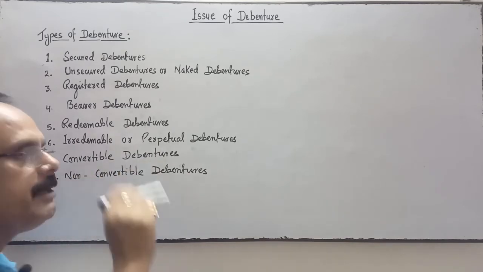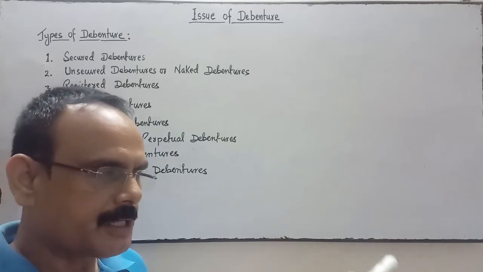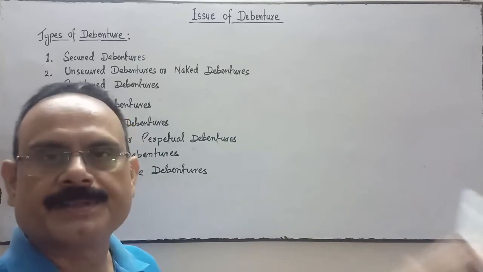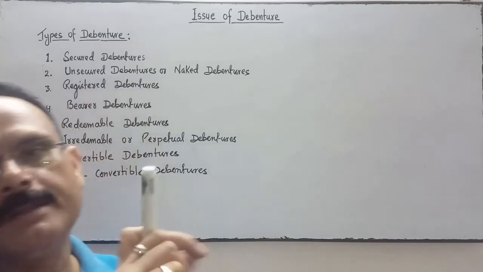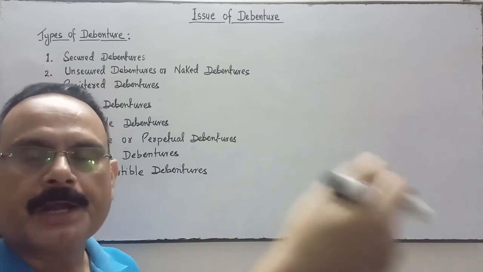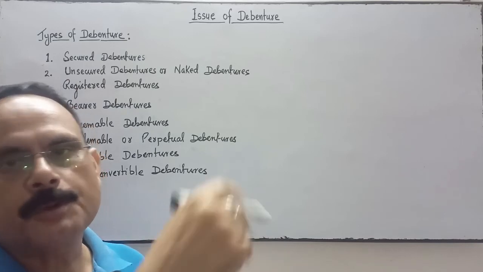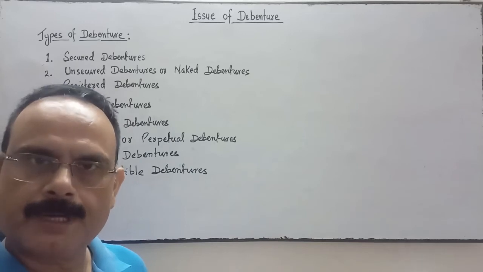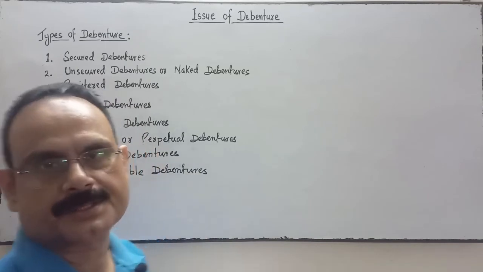Now next is convertible debenture. When debentures are converted into any other securities, maybe into equity shares or preference shares or a new class of debenture, then it is called convertible debenture. Sometimes it may happen that some part will be converted, some part will not be converted. Suppose out of 100, 40% will be converted and 60% will not be converted. So 40% will be called convertible debenture and 60% will be called non-convertible debentures.